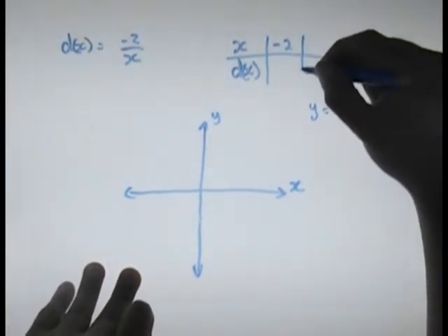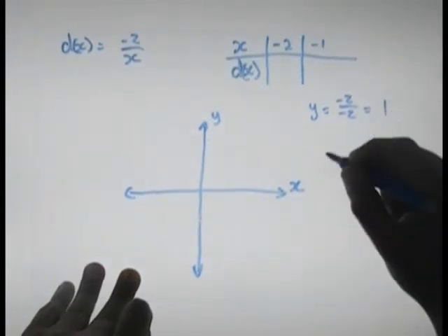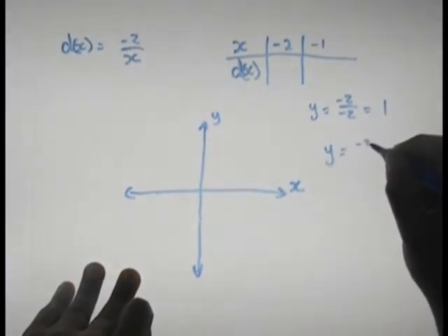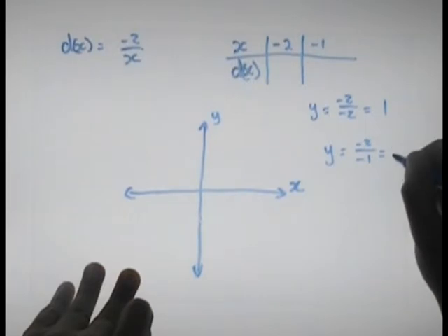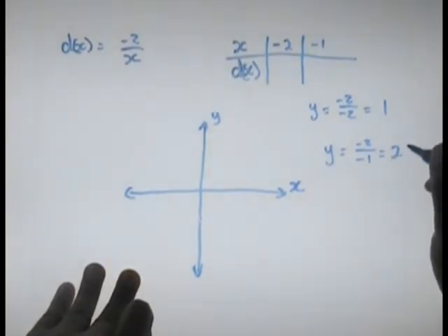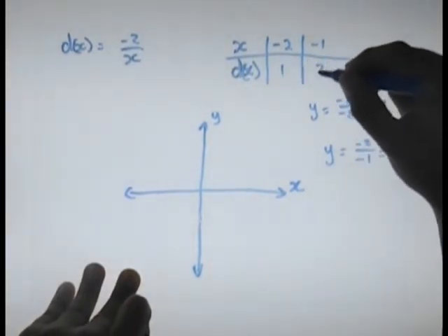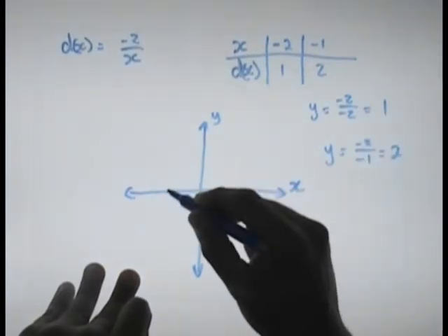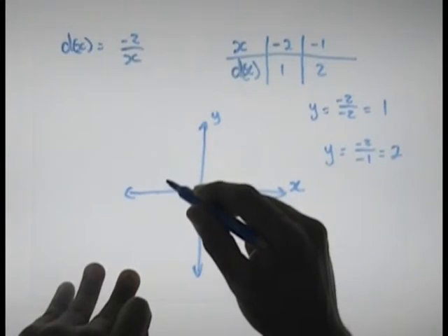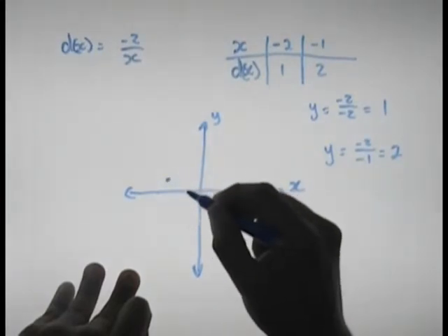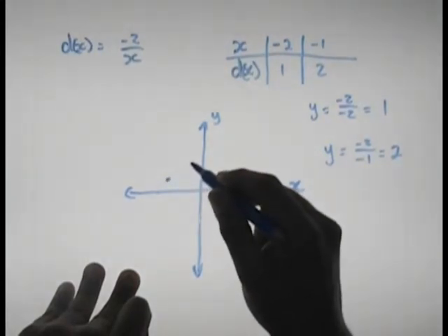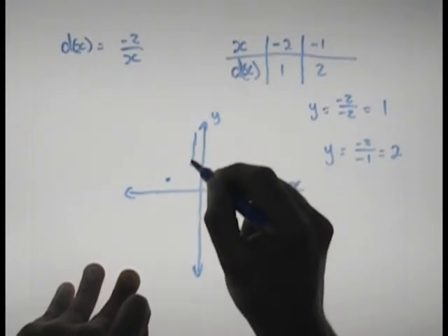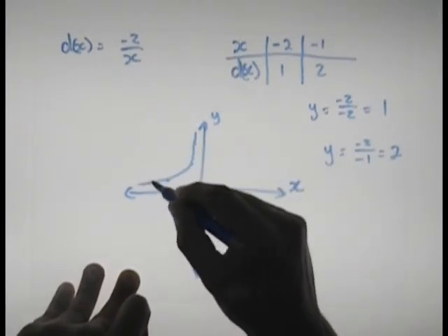Let's choose another negative x value. Let's go with negative 1. That means that y is going to equal negative 2 over negative 1, which is positive 2. That means that when x is negative 2, y is going to equal positive 1. And when x is negative 1, y is going to equal 2. So that means that my graph is going to be over there.